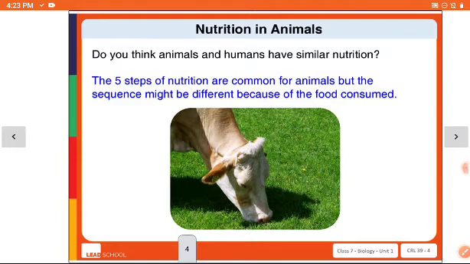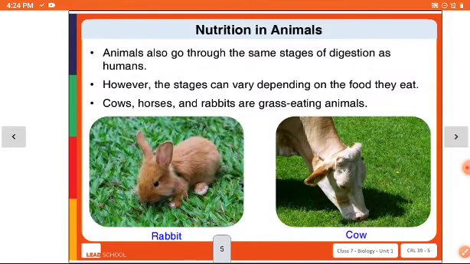Do animals and humans have similar nutrition? The 5 steps of nutrition are common for animals, but the sequence might be different because of the food consumed. So nutrition in animals also goes through the same stages of digestion as in humans. However, the stages can vary depending on the food they eat.